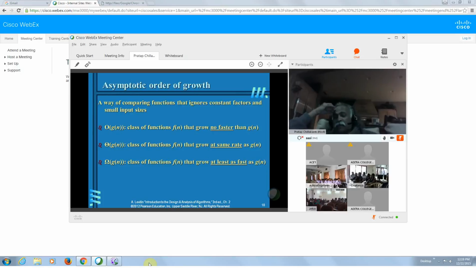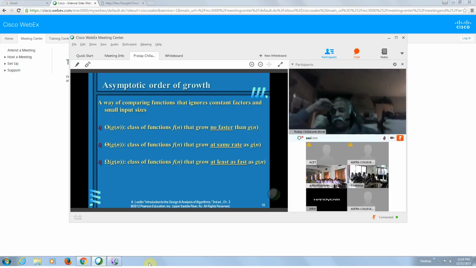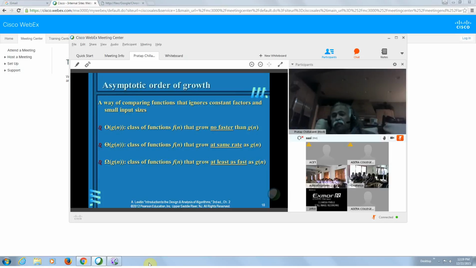Sometimes even though the input increased from 10 to 20, the function when it took 10 seconds for 10 elements, would take only 11 seconds when you had 20 elements. That means the function is growing slower than the input size. You understand how to read these things?